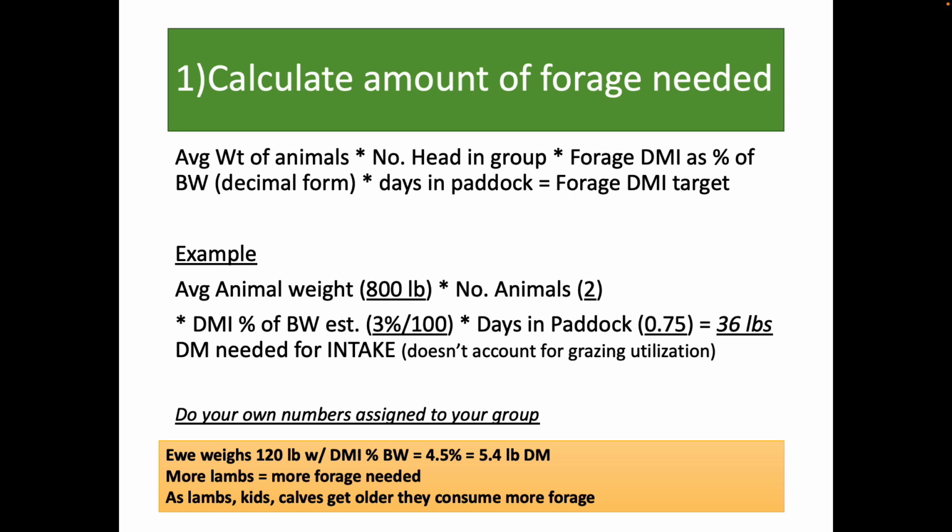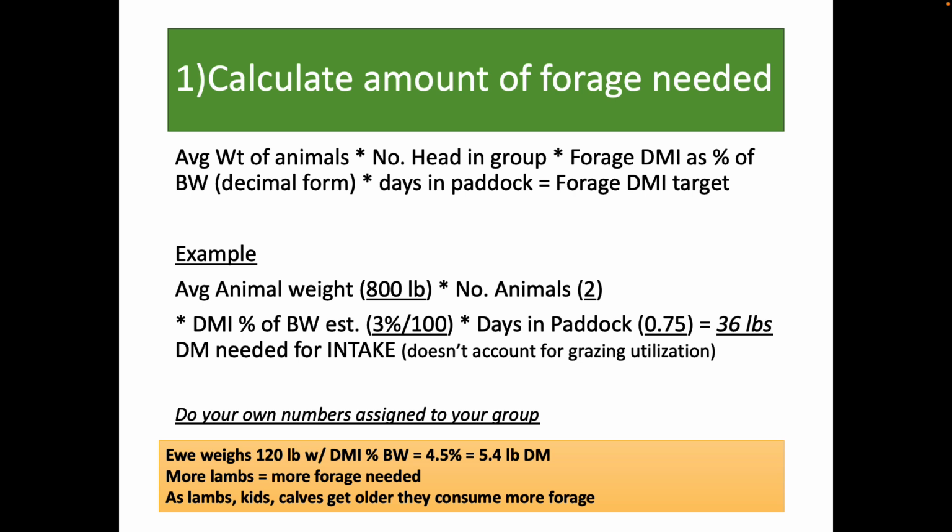What do you come up with when you multiply all those across? 1,400 times 2 head times 3% times 3/4 gives 63 pounds of dry matter forage needed for 2 animals for 3/4 of a day. If you did a full day, it would be about 84 or 85 pounds. All right? Everybody good? All right.